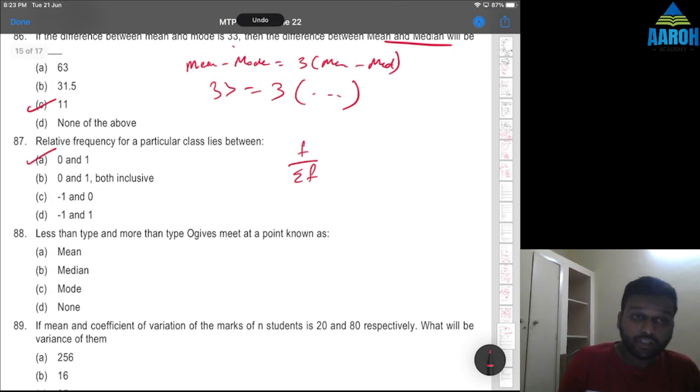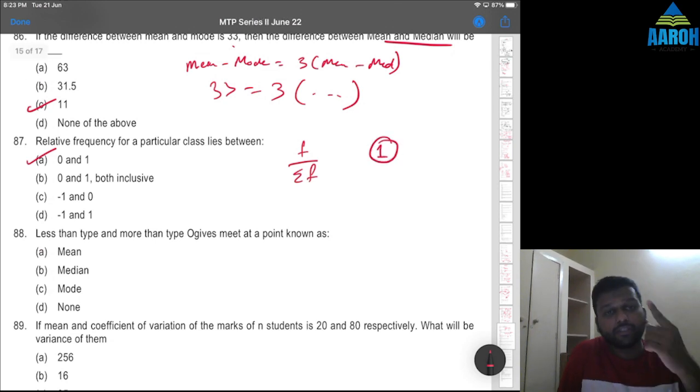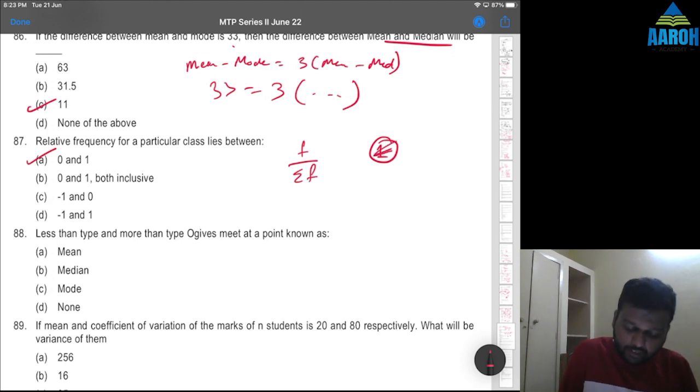Why? Because if for any class relative frequency is 1, that means it is the only class, there is no frequency distribution, it is the only class. Or if for any class relative frequency is 0, that means it has no frequency, so that class does not exist, right? That class has no values in it.